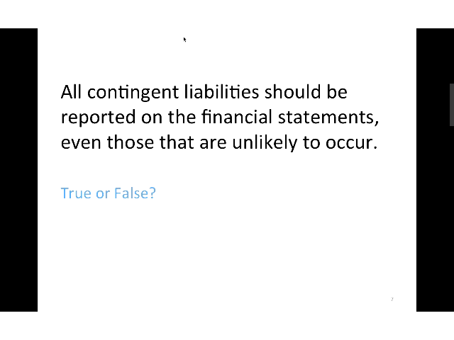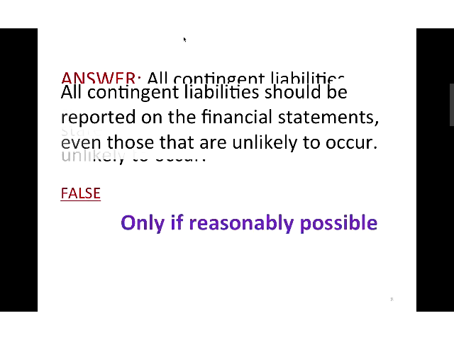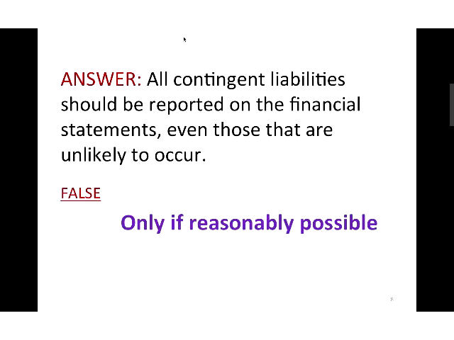All contingent liabilities should be reported on the financial statements, even those that are unlikely to occur. That's going to be false. We only report, either put on the balance sheet or disclose, if they're reasonably possible. The frivolous lawsuits don't get disclosed. Companies have frivolous lawsuits filed against them all the time.